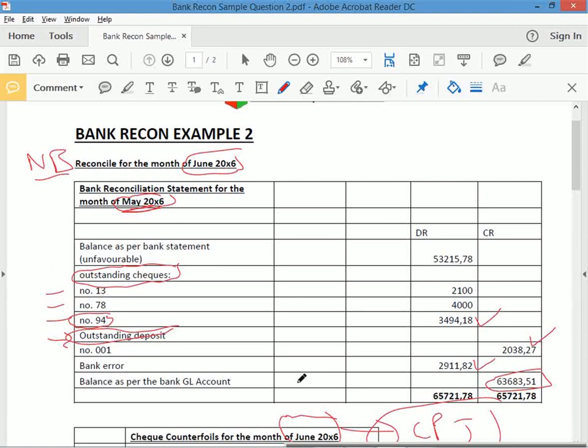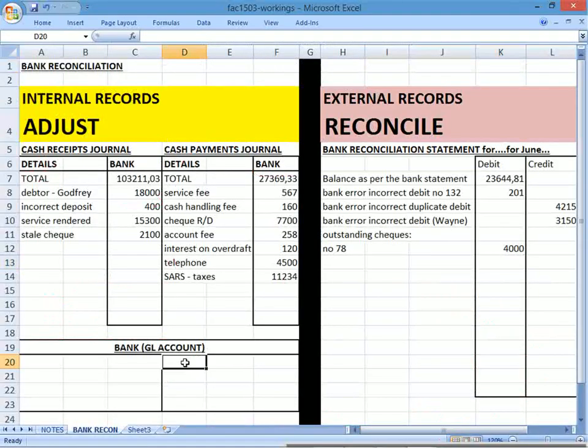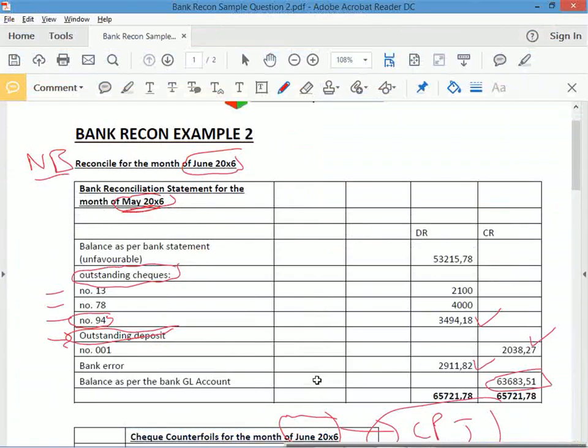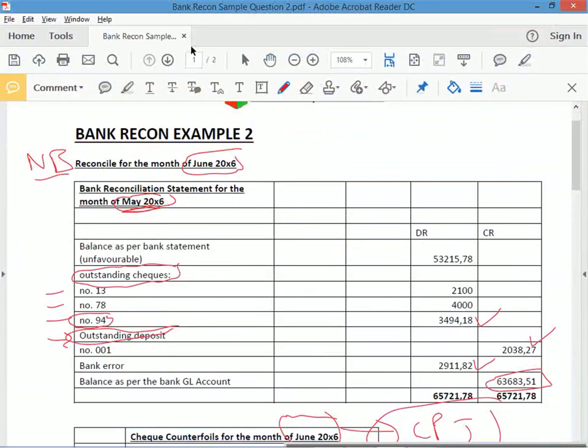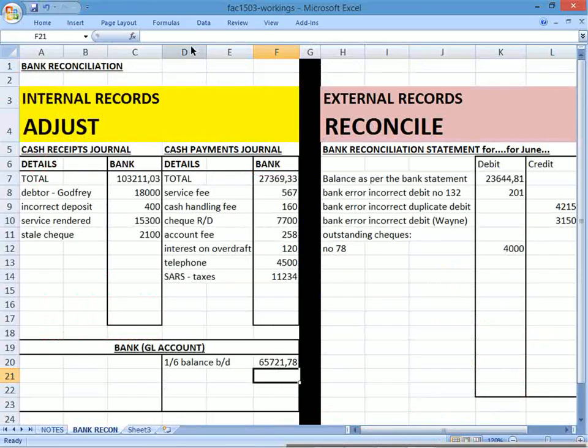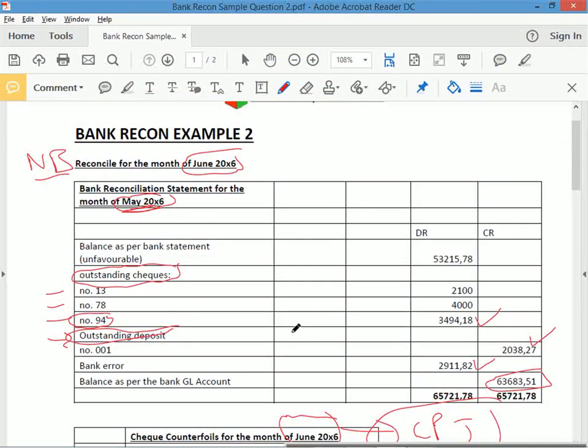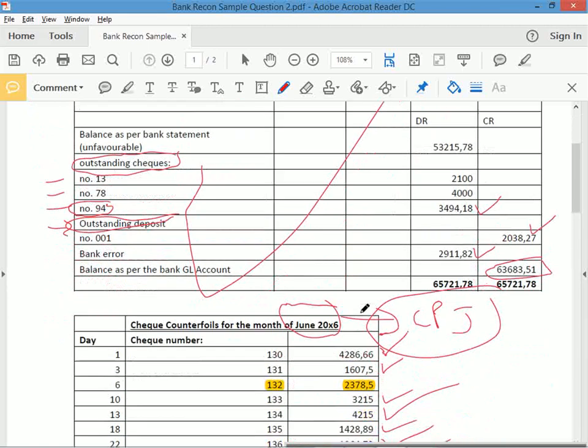Okay, so general ledger accounts, get the balance. 1st of June, balance brought down. Amount 65721.78. Is that the right amount? Let's double check. 65721.78. Perfect. Great. Are you now happy with the last month's recon? Yes, I've dealt with everything. Everything's complete. We've done it.